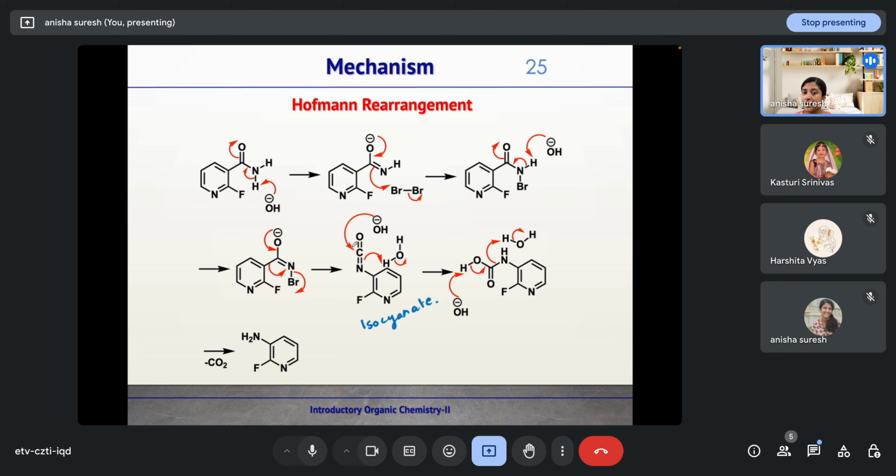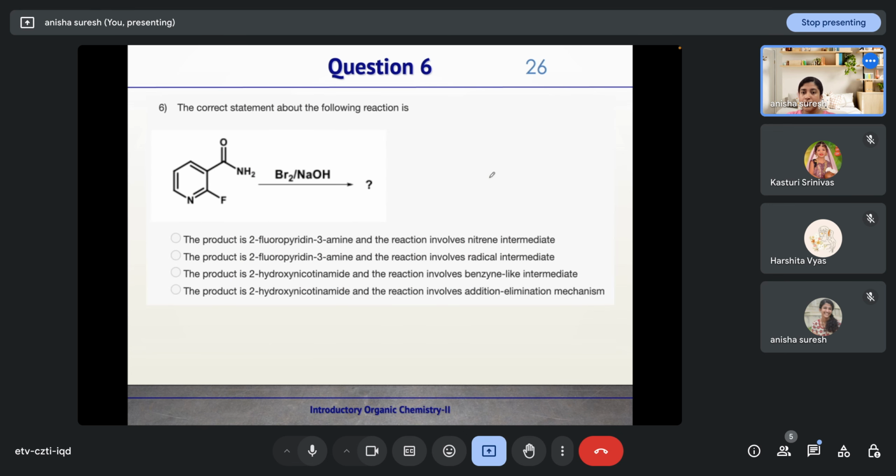Now OH can add on to this carbon and it will lead to formation of this intermediate. Okay. Then decarboxylation reaction can take place. That is, this proton will be abstracted, the CO2 will get removed, and an amine is getting formed. So this is the mechanism for Hoffman rearrangement. Clear? So option A will be the right answer.